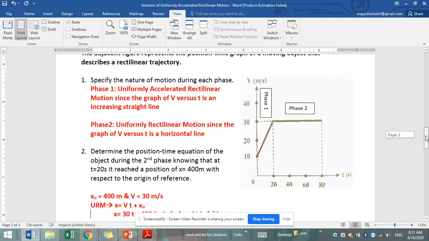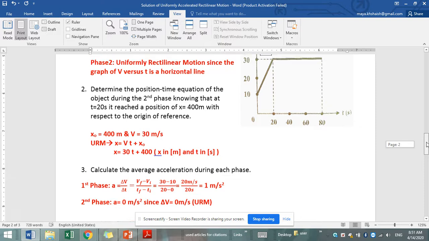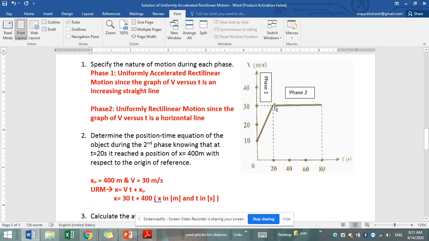Determine the position-time equation of the object during the second phase, knowing that at t equal 20 seconds, it reached a position of x equal 400 meters with respect to the origin of reference. So, for the second phase, which is URM, it started from a position x equal 400 meters away from the origin. Meaning while studying phase 2, it did not start from the origin. In phase 1, it started moving from the origin. From phase 2, it can start away from the origin by a distance equal 400 meters.